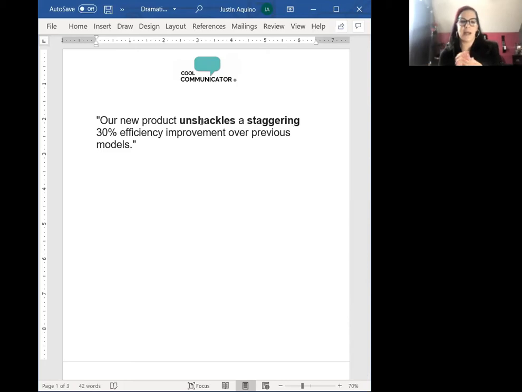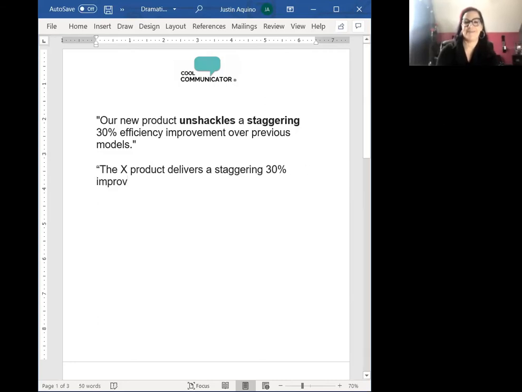So Justin, I had a few different ideas here. One of which is, instead of saying "our new product," because you want to focus more on them, you could say "the product," whatever it is. The X product delivers a staggering 30% improvement in efficiency. That would be one way. I don't want to talk too fast if you're typing this. You could say the product unshackles a staggering 30% improvement in efficiency. Unshackle, yep. Got that one.